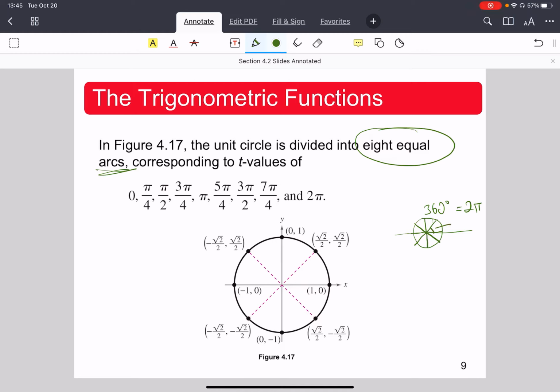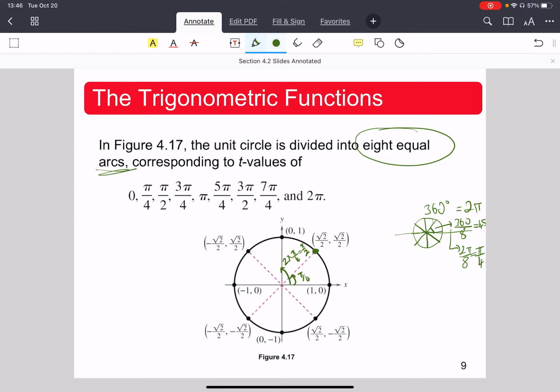360 divided by 8 degrees, which would be pi over 4, which is 45 degrees, or 2 pi divided by 8, which is pi over 4. Okay, so for this point right here, we're just going angle pi over 4. Or if you want to do this other one, we're going to do 2 times pi over 4, which is pi over 2.